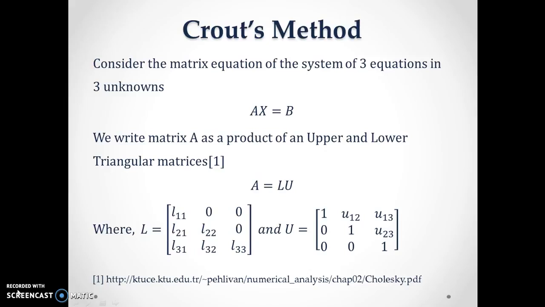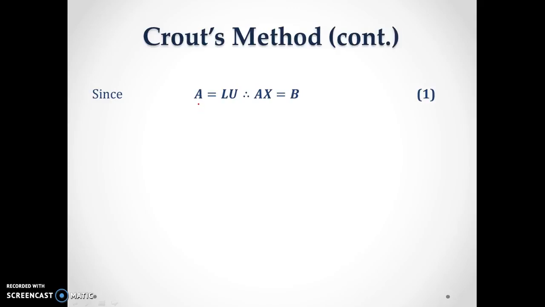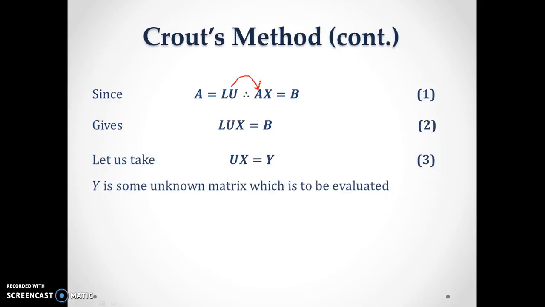Now let us see what the next step is for solving the system using Crout's method. Since we have written A as a product of a lower triangular and an upper triangular matrix, LU, we are going to substitute this LU in the equation Ax equal to B. So what do we get? We get LUx equal to B. Next, I'm going to write this Ux as some unknown column matrix, say Y. So our task is to find this Y.